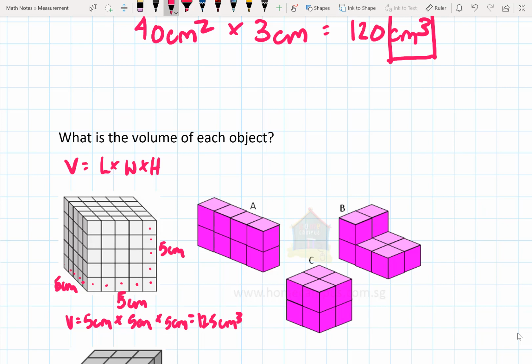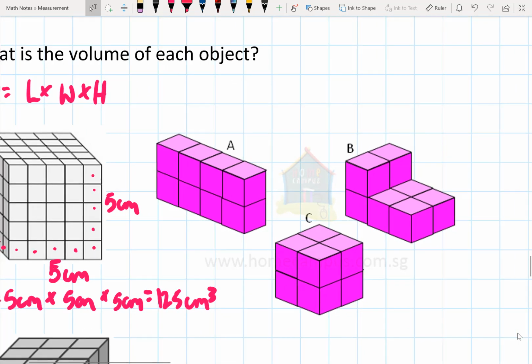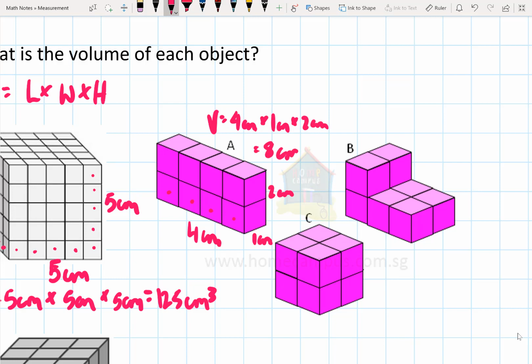Now, you could count all the cubes, but it's much easier just to use the formula. In these examples, it might be easier to count them because there aren't that many of them, but I would suggest that you just get used to using the formula, because as you get older, it'll be more and more complex shapes that you'll be determining the volume of. So once again, 1, 2, 3, 4 centimeters by 1 centimeter by 2 centimeters. So the volume is equal to 4 centimeters times 1 centimeter times 2 centimeters, which is equal to 8 centimeters cubed.